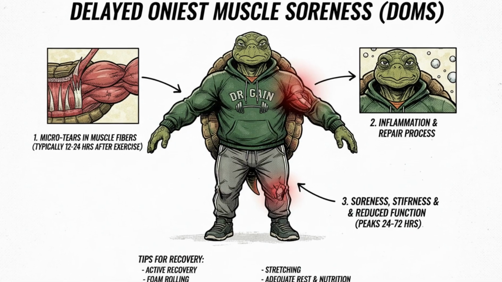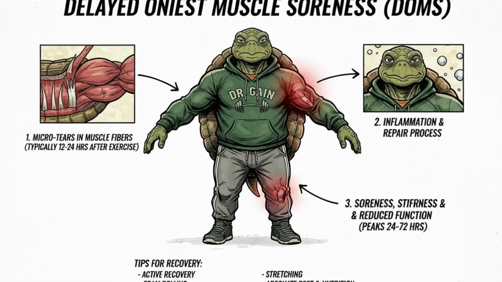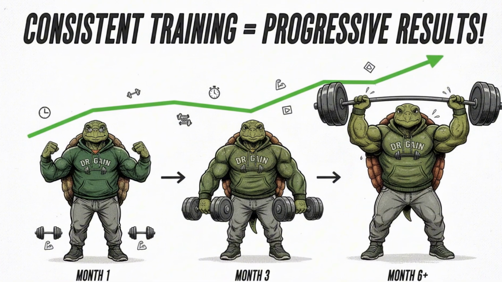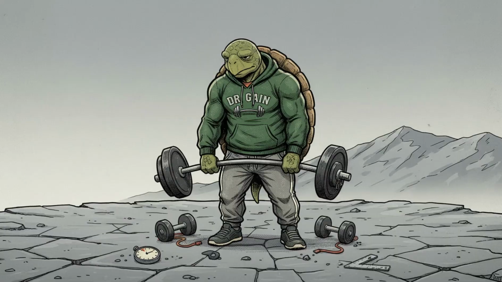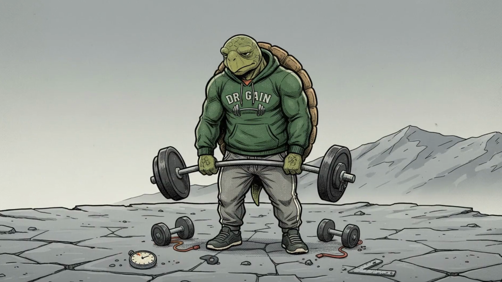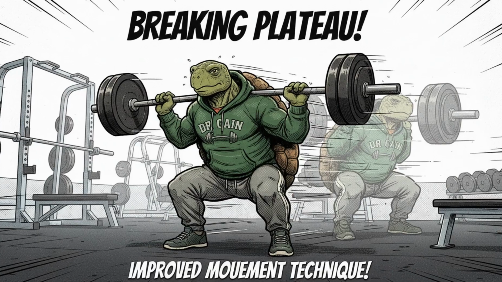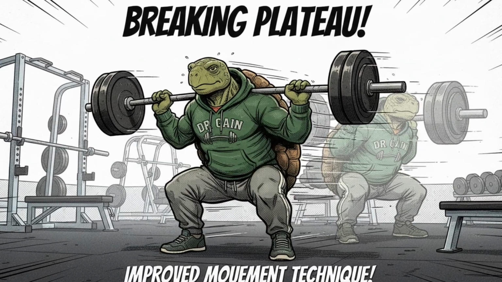Adduction may rely too much on momentum instead of control. Rotation becomes risky if core stability is compromised. Circumduction may lose coordination and smooth movement. This is why technique should always come before intensity.